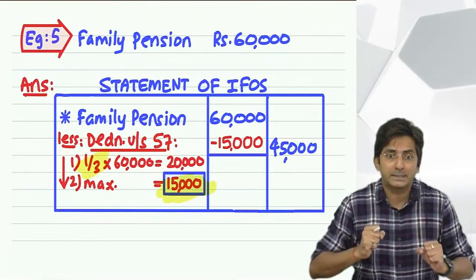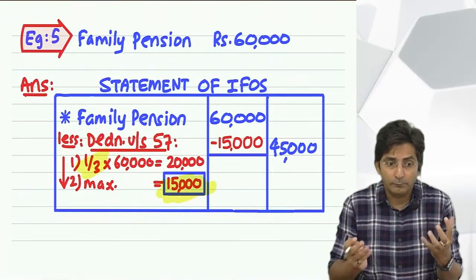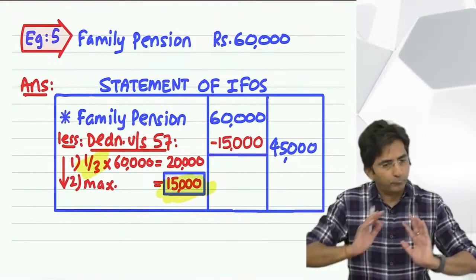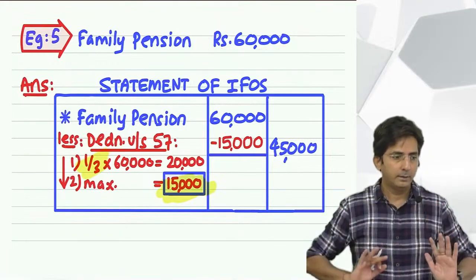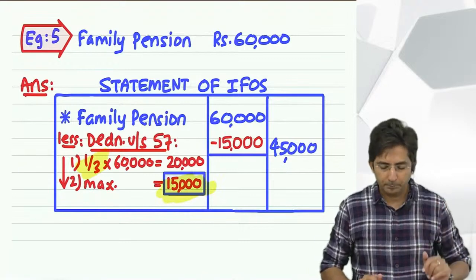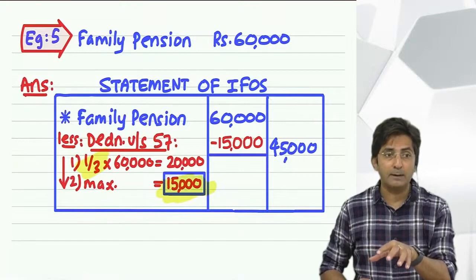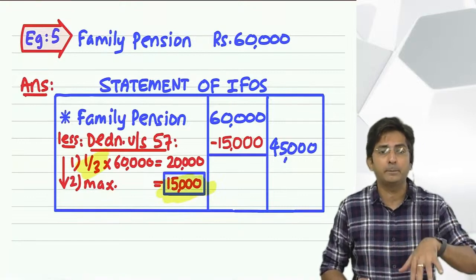One third of actual amount received. See the language: one third of actual amount received, that will be given in the question, or 15,000, whichever is lower. This is a fixed formula you have to use, okay? But see, this is for family pension after the death of a normal employee or an army employee?